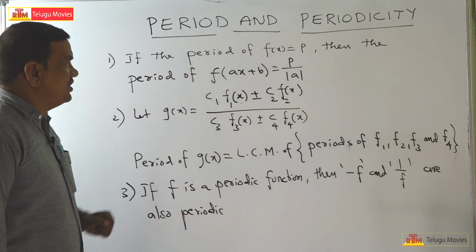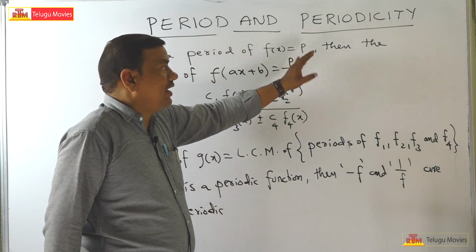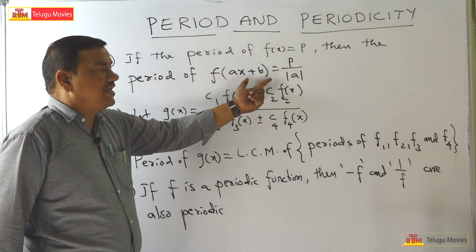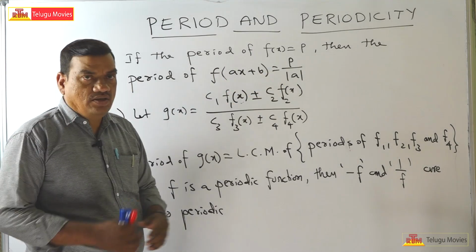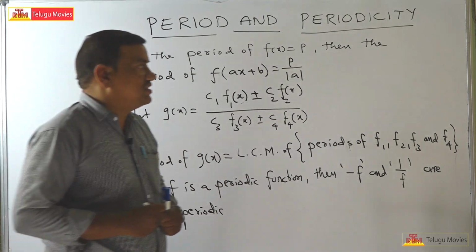Here the first thing is, if the period of a function is p, then the period of the function f of ax plus b is p upon modulus of a. What is the meaning of this, sir?